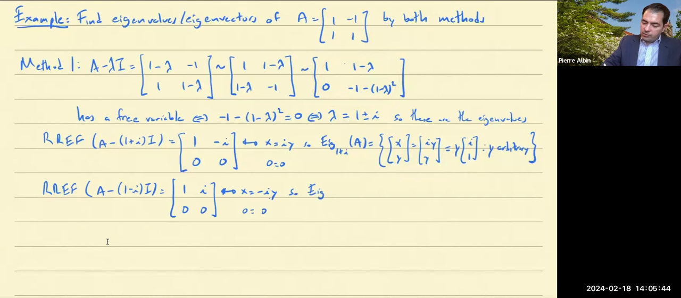And so the eigenspace for 1 minus i of A is all of the (x, y), where x is equal to minus i times y, and y is just equal to y. So it would be y times (minus i, 1) with y arbitrary. Okay, so that's method 1.